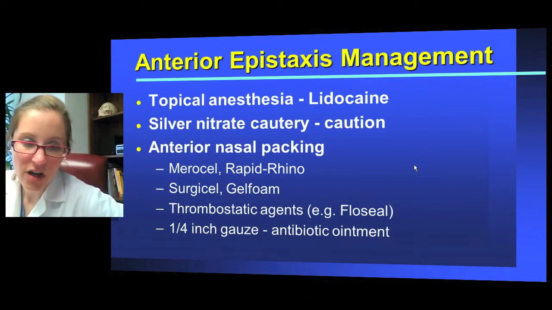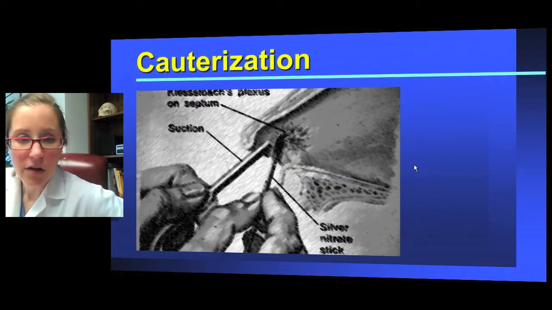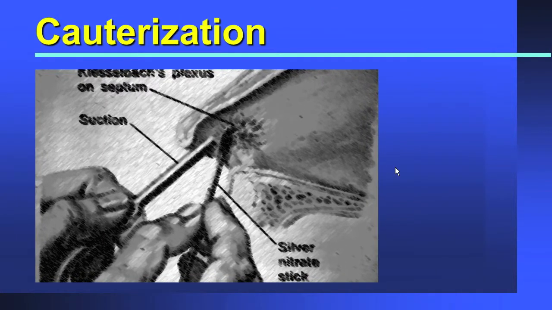Lastly, the 1/4-inch gauze is also an option. It was the original traditional form of packing, and I'll give you some illustrations of the various techniques here. And this is a diagram of silver nitrate cauterization. You can see this plexus of vessels at the anterior septum. This person's using suction to get better visualization, and then a silver nitrate stick for chemical cauterization.